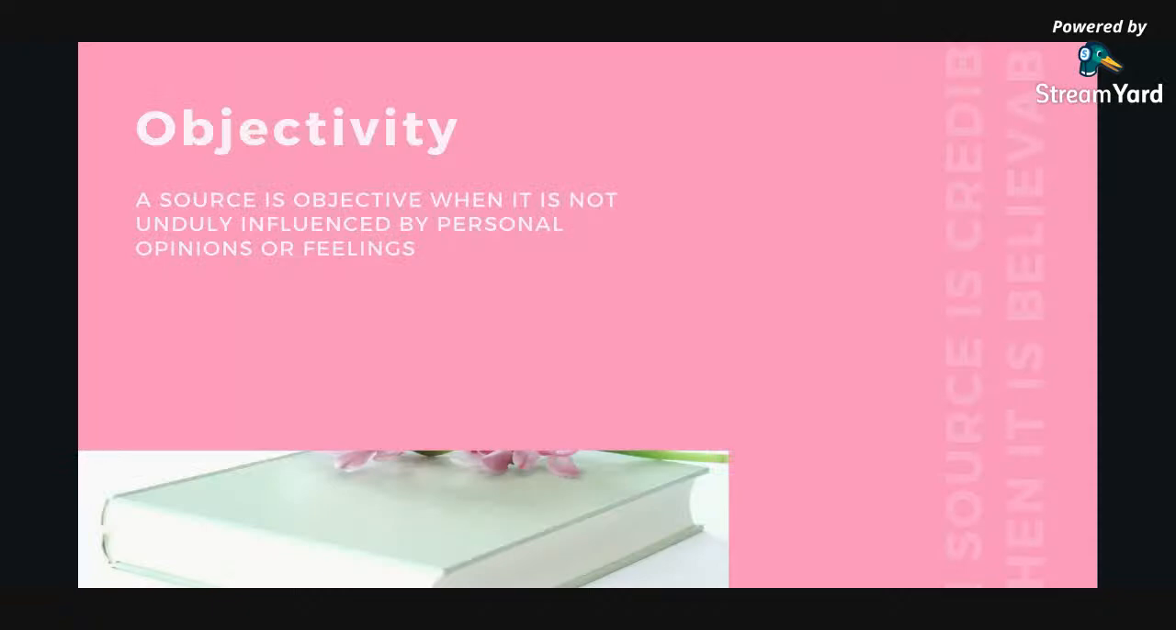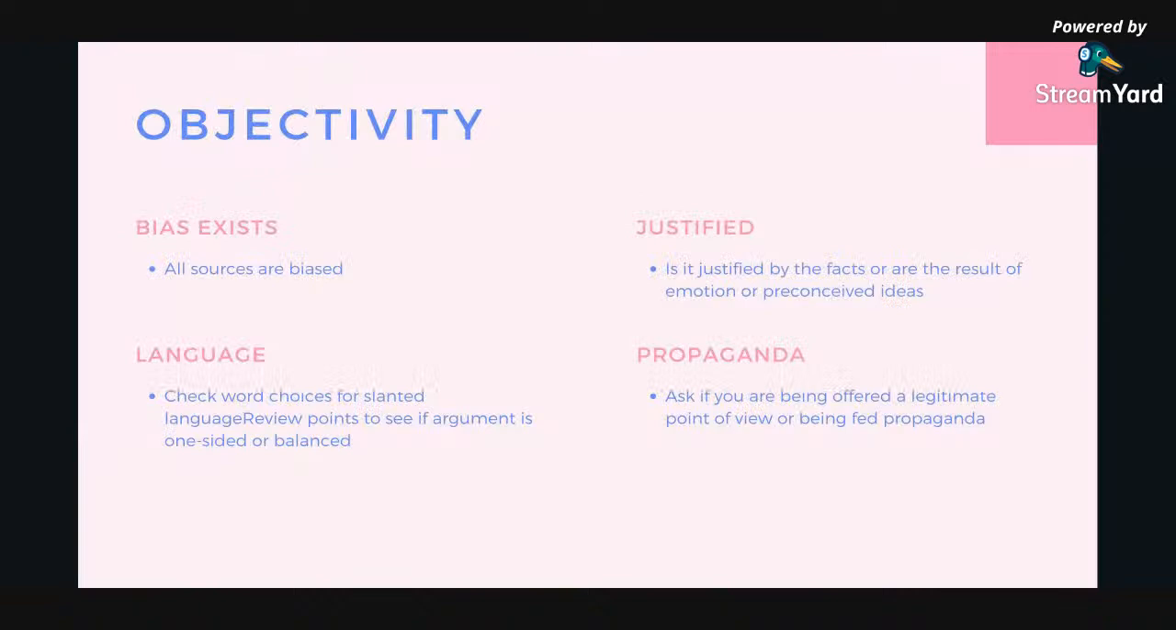All right, next one is objectivity. A source is objective when it's not unduly influenced by personal opinions or feelings. So it's not biased, basically. But one thing to know about bias is that bias exists. It happens even when an author tries very, very hard not to include their own perspective or viewpoint. In some way, shape, or form, it is going to come out, and that's okay. But the depth and to what length the bias exists, that is more of the issue.